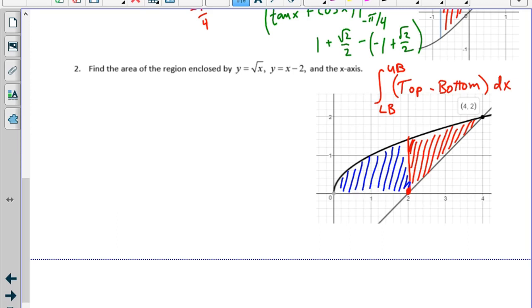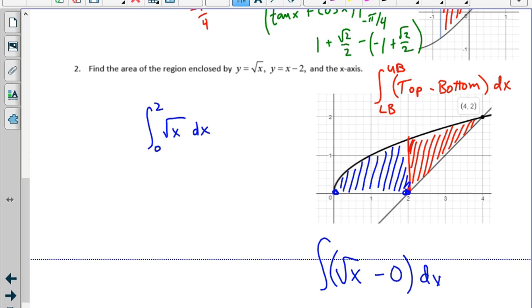So the integral from 0 to 2, so that's lower bound to upper bound of this blue region, that's going to be the square root of x dx. We could also write it as square root of x minus 0. And the reason why we could do that is because the bottom curve is the line y equals 0. So that's something that you might want to be aware of.